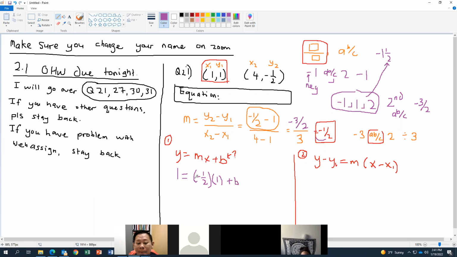Okay. We can multiply this, and if you want, you can use your calculators. Negative 1/2, which is negative 1 ABC 2, times 1. So this will give us negative 1/2 because anything multiplied by 1 is the same thing. And now what we need to do here is, in order for me to solve for b, I will add 1/2 here.